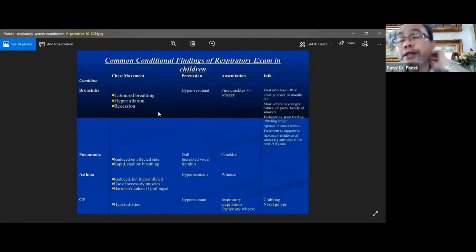Okay, so basically when you examine the respiratory system, first you inspect the patient. You introduce yourself to the parent, and after that, try to get rapport with the child. Then, for the examination technique, if the patient is very cooperative, like an adolescent, you ask the patient to lie on the bed at 30 to 45 degrees, then you can proceed with the examination.